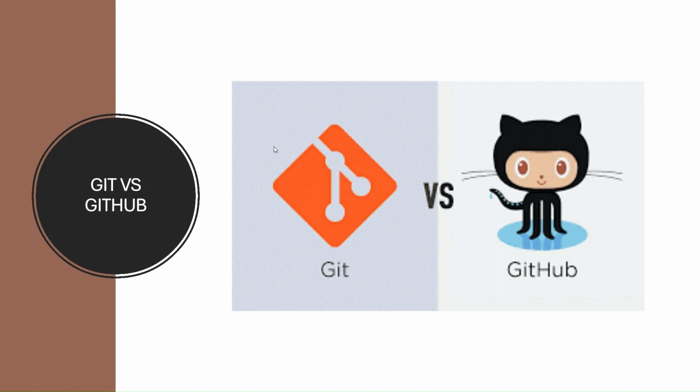From here, you can see that Git is actually to be installed on the laptop, on the system, on your local machine. GitHub is a space online. Do you understand? So these are the basic differences.